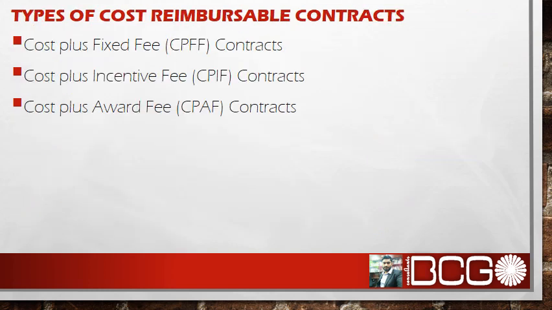So let's have a look at the types of cost reimbursable contracts. As per the PM book, we have three types of cost reimbursable contracts. The first one is the cost plus fixed fee contracts, then cost plus incentive fee, and then cost plus award fee. Let's have a look in detail.